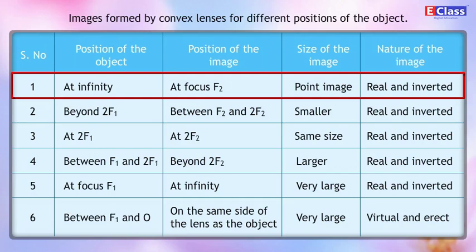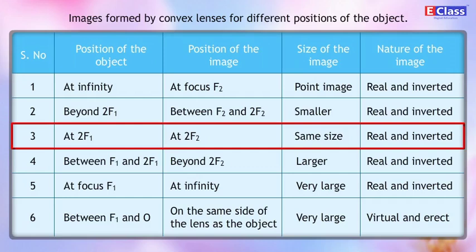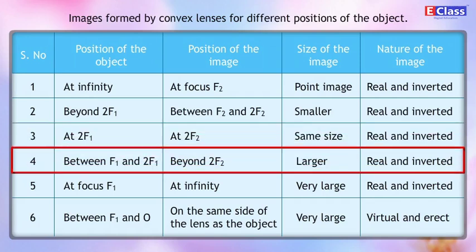1. Position of the object at infinity, position of the image at focus F2, size of the image point image, nature of the image real and inverted. 2. Position of the object beyond 2F1, position of the image between F2 and 2F2, size of the image smaller, nature of the image real and inverted. 3. Position of the object at 2F1, position of the image at 2F2, size of the image same size, nature of the image real and inverted.